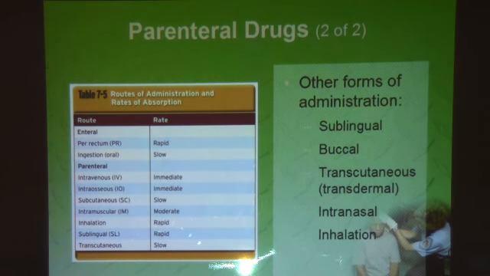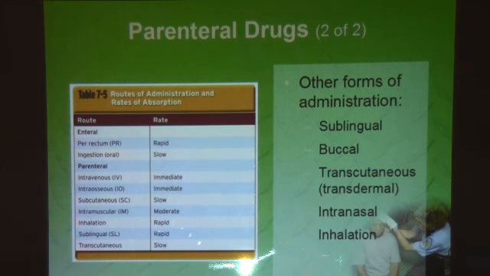Transcutaneous, or transdermal, means through the skin. Some medications are absorbed transcutaneously, such as nicotine patches, nitro patches, or fentanyl patches for pain. So on occasion, a medicine that comes in another form is administered transcutaneously to achieve a slower, longer lasting effect.